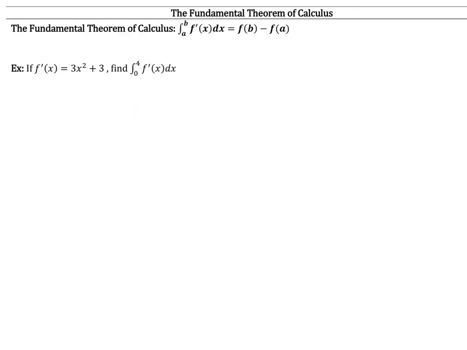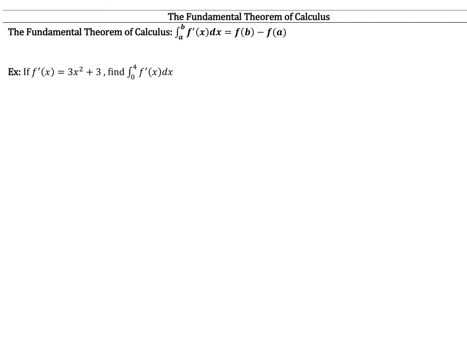Here we go. The fundamental theorem of calculus says if we are evaluating an integral from a to b of f prime of x dx, what we can actually do is find the antiderivative f and plug in the upper bound minus the lower bound. So the steps that we're going to take here is we're going to find the antiderivative, or we're going to integrate.